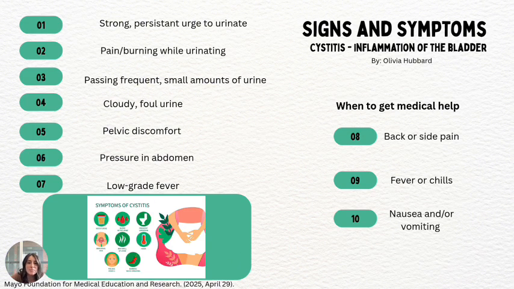The signs and symptoms of bacterial cystitis include a strong persistent urge to urinate, pain or burning while urinating, passing frequent small amounts of urine, cloudy foul urine, pelvic discomfort, pressure in the abdomen, or low-grade fever. If you do not treat your bacterial cystitis, it can lead to a kidney infection. Common signs and symptoms of that are back or side pain, fever or chills, nausea or vomiting, or blood in the urine.